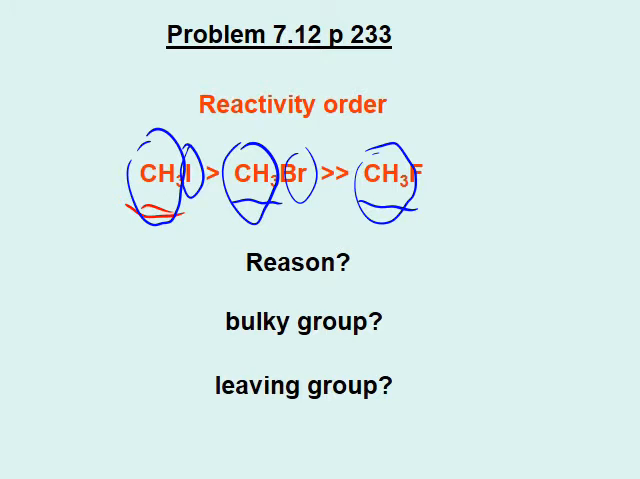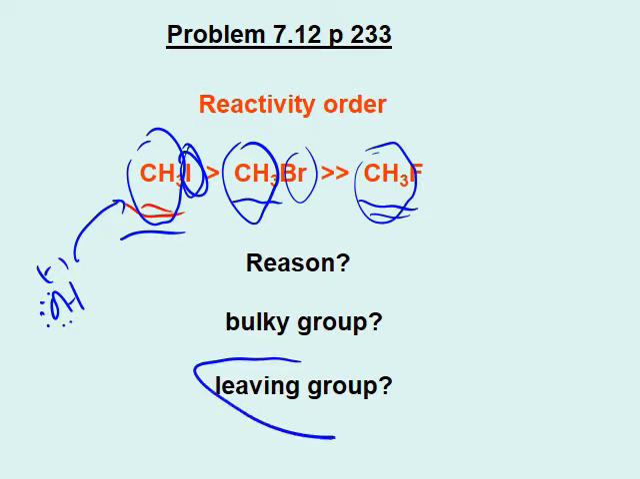I minus leaves quite readily. So whenever, say for example, OH minus is approaching, then I minus would leave most readily, making room for OH minus. And that's why CH3I reacts much faster than CH3Br, and CH3F reaction is much slower, as F doesn't want to leave that quickly. So our reason for this reactivity variation is due to the leaving group.